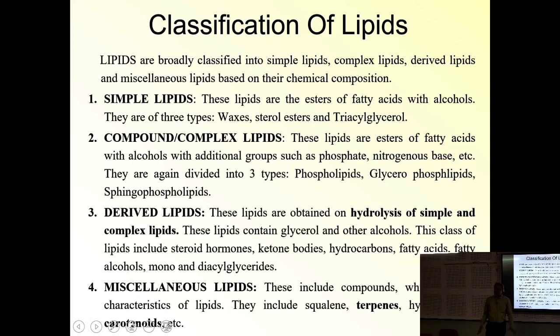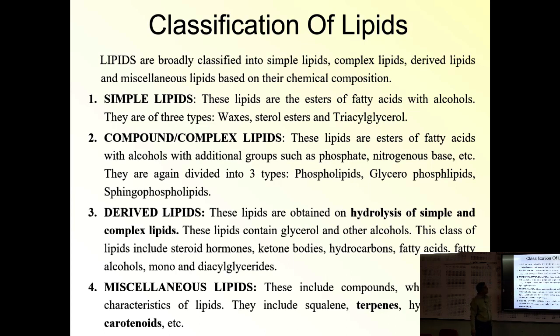Now I will explain the same thing in text form. First, lipids are classified into, as I said, simple lipid, complex lipid, derived lipid and miscellaneous lipid. In certain literature you will find this. Now simple lipid. What is the definition of simple lipid? How can you write what is meant by simple lipid? They are esters of fatty acid with alcohol, OH. They are of three types: waxes, sterol esters and triacylglycerol.